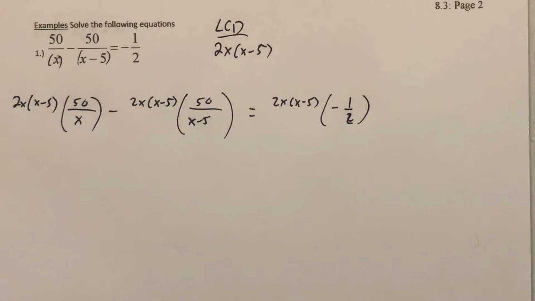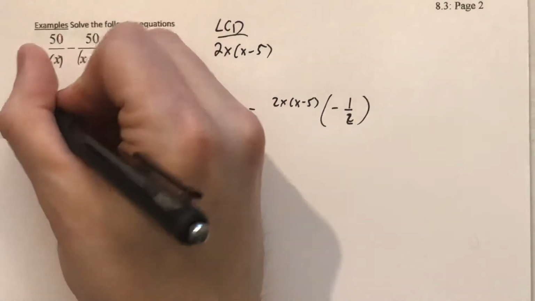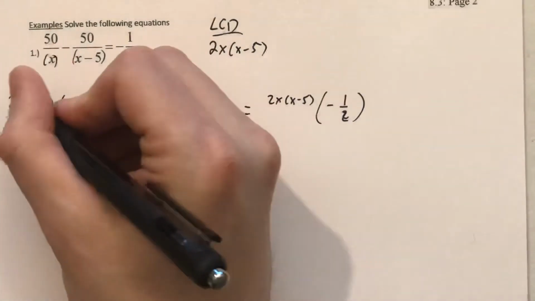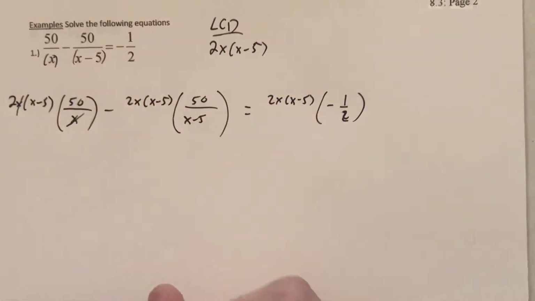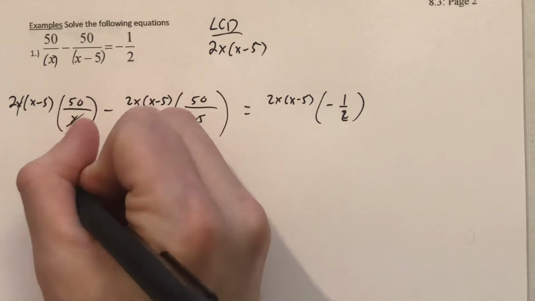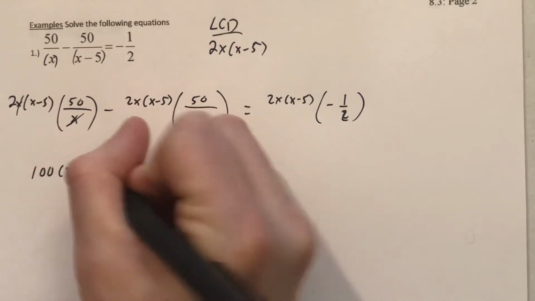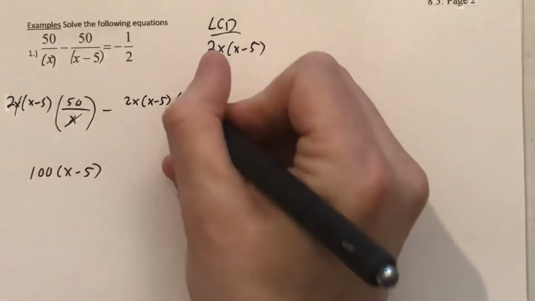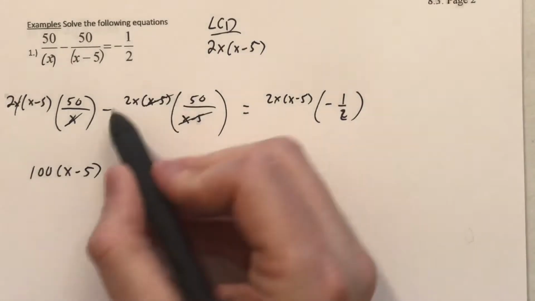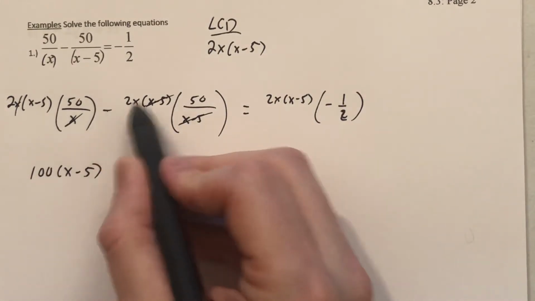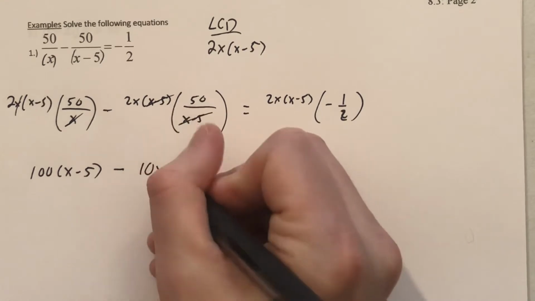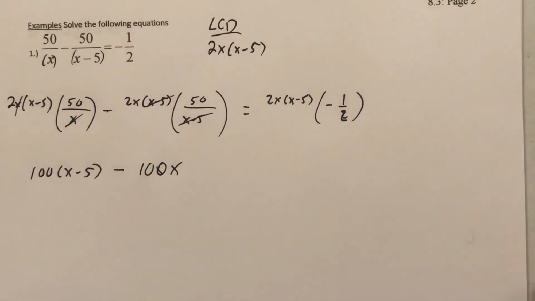So we've got every single term multiplied by the 2x, x minus 5 LCD. Now here, the x's cancel. So you've got a 2, an x minus 5, and a 50. Well, the 2 and the 50 are easy enough to make 100 times x minus 5. Here, the x minus 5's cancel, so we're left with a negative 2x and a 50. That'll give me minus 100x.